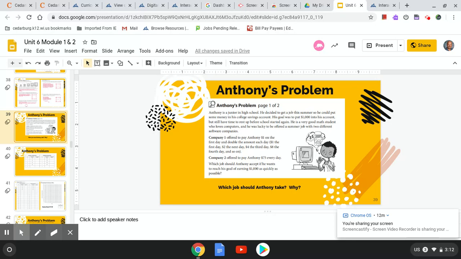And he decided to get a job for the summer so that he could put some money away for his college account. His goal was to put $1,000 into his account, but still have time to rest up for school to start again. He's a very good math student who loves computers, and he was lucky enough to be offered 2 jobs with 2 different rates of pay for the software companies.